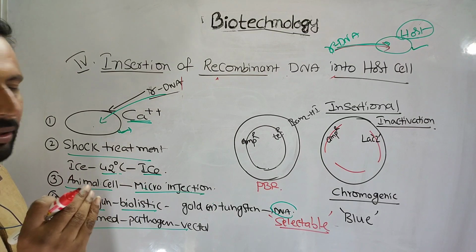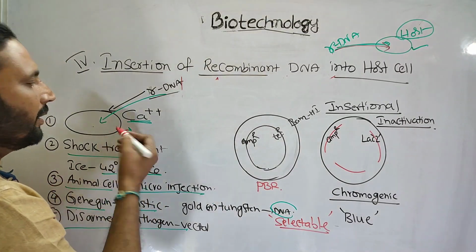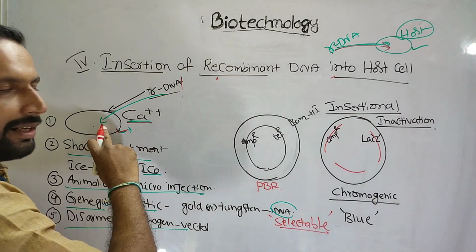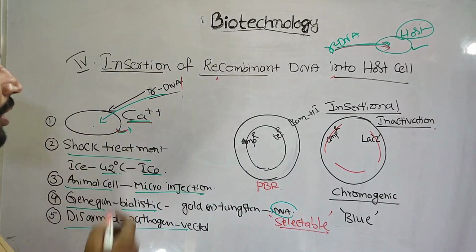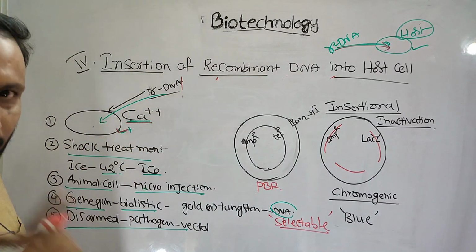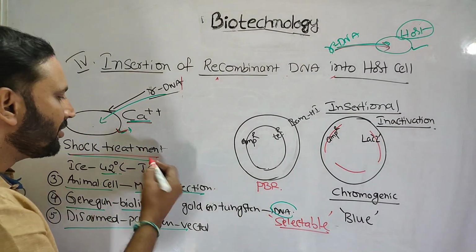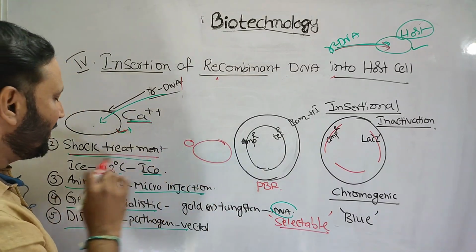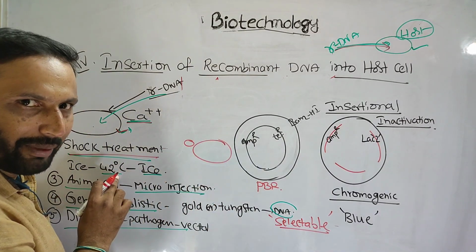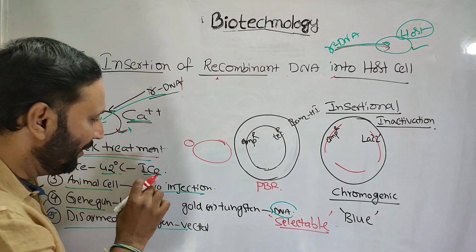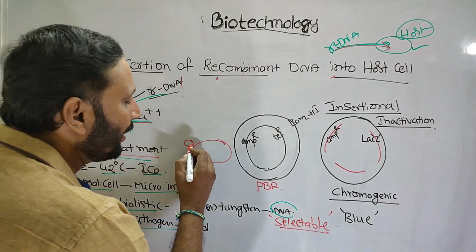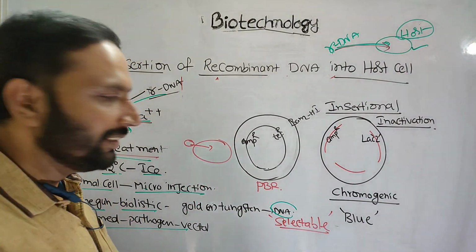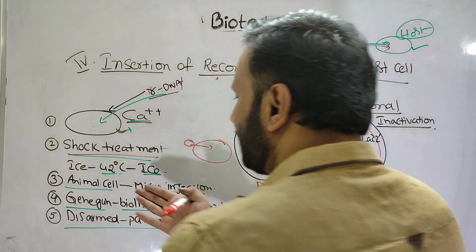How is it possible? When the bacterial cell is treated with divalent cation, then the bacterial cell is competent to recombinant DNA, which allows the recombinant DNA. That is one method. Another method is shock treatment. The bacterial cell with the recombinant DNA is placed on ice, then immediately to high temperature, 42 degrees centigrade, and immediately to ice. So slowly the recombinant DNA enters the bacterial cell. That is shock treatment.